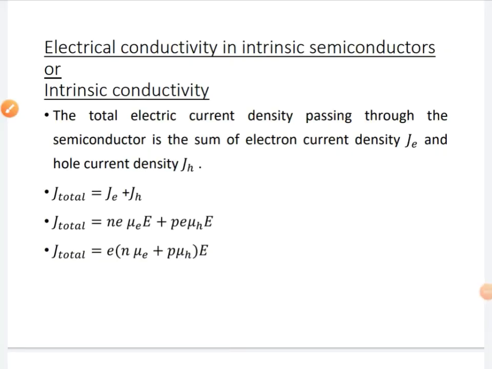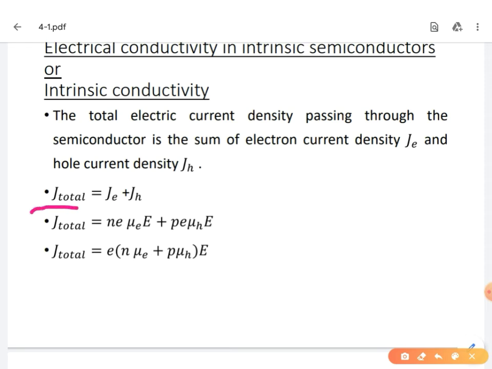The total electric current density passing through the semiconductor can be written as the sum of electron current density and hole current density, which is the expression for total current density: J total equals J suffix e plus J suffix h. Previously we already derived the expressions for electron current density and hole current density. But in those expressions, small e and capital E are common, so the total expression can be simply written like that.